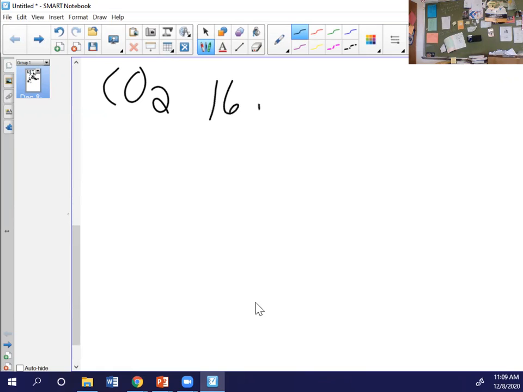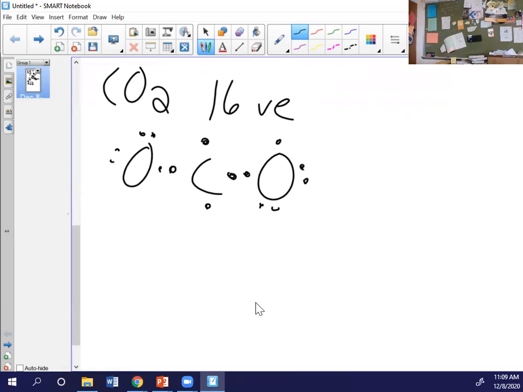Can someone tell me how carbon dioxide would look, the Lewis structure? C in the middle. No, not 6 around it. 4 around it. Darian said 6. And then O, 1, 2, 3, 4, 5, 6. O, 1, 2, 3, 4, 5, 6. There's a bond, there's a bond. Any more bonds in it?